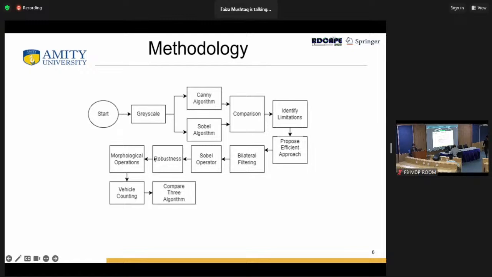We will work on robustness also, because our main aim is that if we are working on an image, on any traffic, it should work in challenging conditions also, so we will address this factor. After that we will go to the morphological operations, because texture analysis is important. And after that we will go to vehicle counting, and then we will compare the three algorithms.